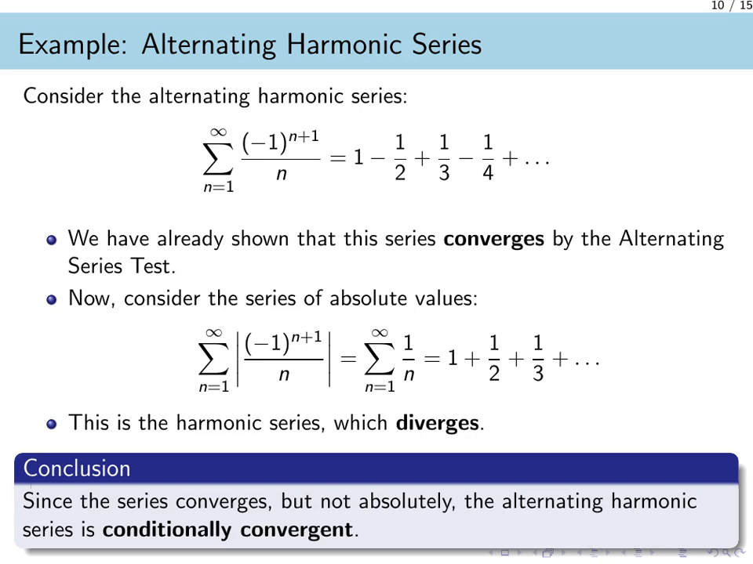This situation, where an alternating series converges, but its corresponding series of absolute values diverges, is very significant. We define this behavior as conditional convergence. Therefore, the alternating harmonic series is the classic example of a conditionally convergent series.